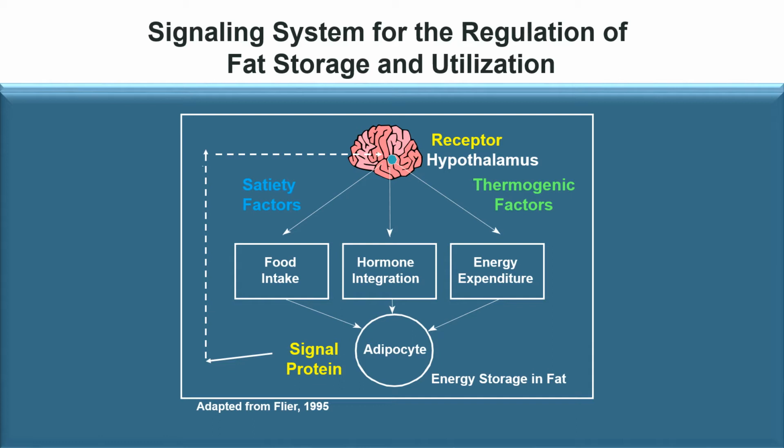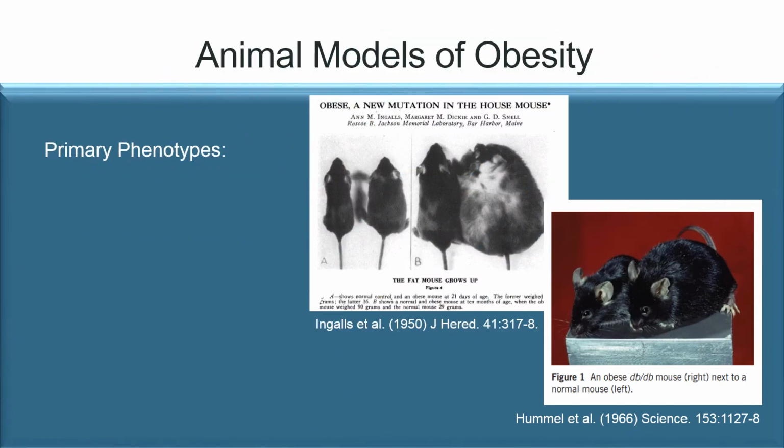This was all theoretical until some really key studies using some critical animal models were conducted. Two of the most important animal models of obesity occurred spontaneously in the Jackson labs. The first was the obese mouse. The mutation was named obese because the mice were observed to be growing rapidly as early as 21 days of age, deviating significantly from their wild-type counterparts, as you can see on the left. And by 10 months of age, as you can see on the right, they were morbidly, grossly obese.